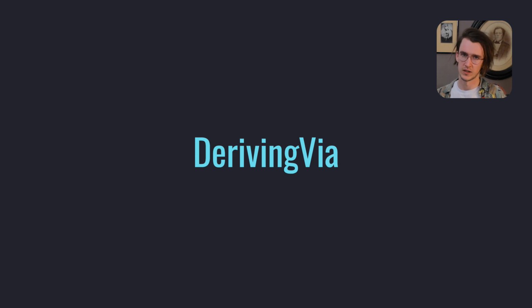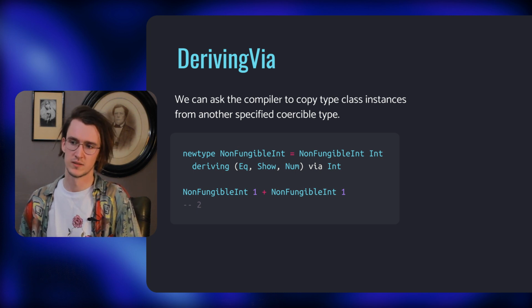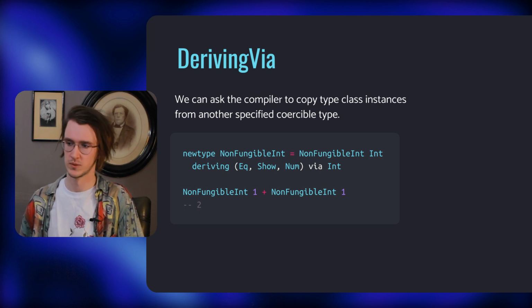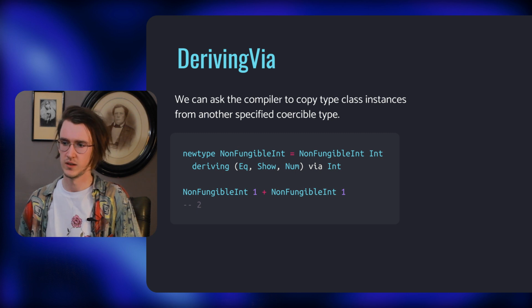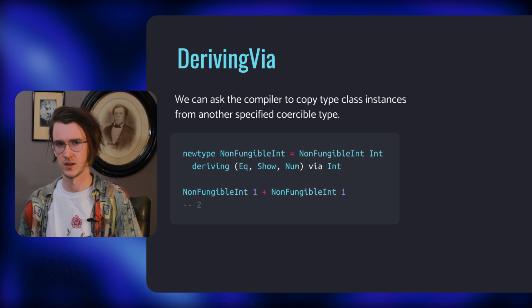When we derive a type class using the via strategy, we can ask the compiler to copy type class instances from another specified coercible type, meaning that these types have the same runtime representation. For example, newtypes or nested newtypes. DerivingVia is a more general strategy than GeneralizedNewtypeDeriving, and in some sense more general than DeriveAnyClass.